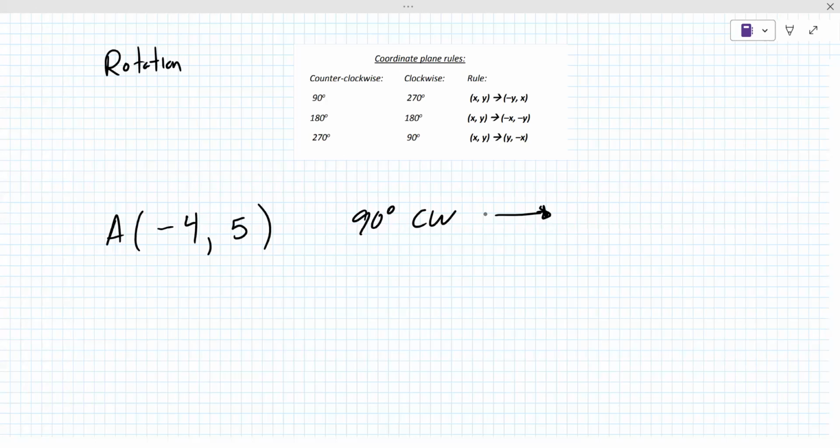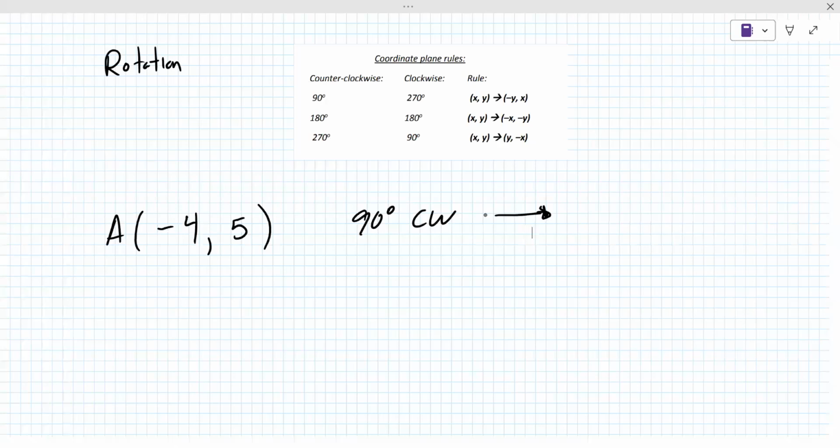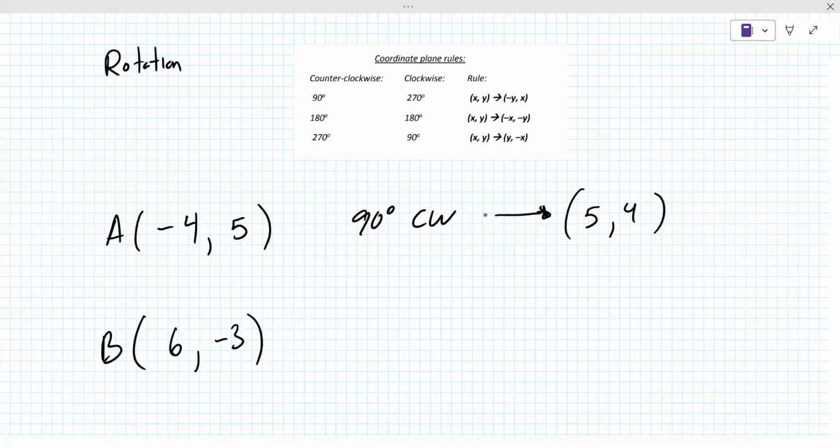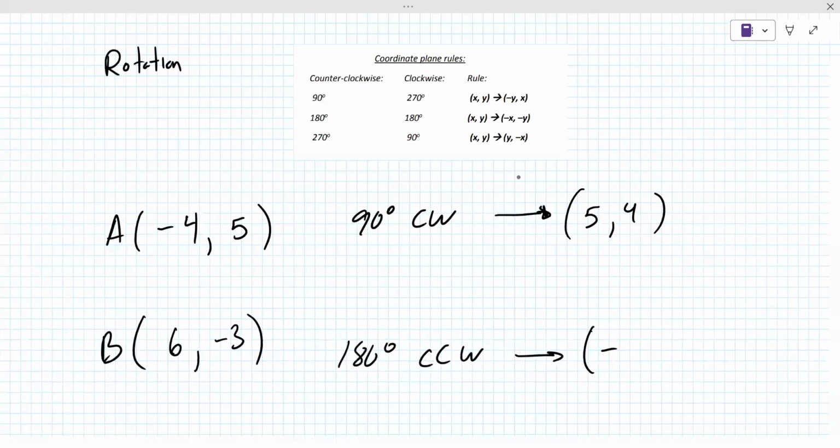That's going to be (x, y) to, no, that's (x, y) to (y, -x). So that's going to be (5, 4). Good. And let's say B is (6, -3), and we want a 180 degree counterclockwise rotation. Then that's going to be (x, y) to (-x, -y). So that's going to be (-6, 3).